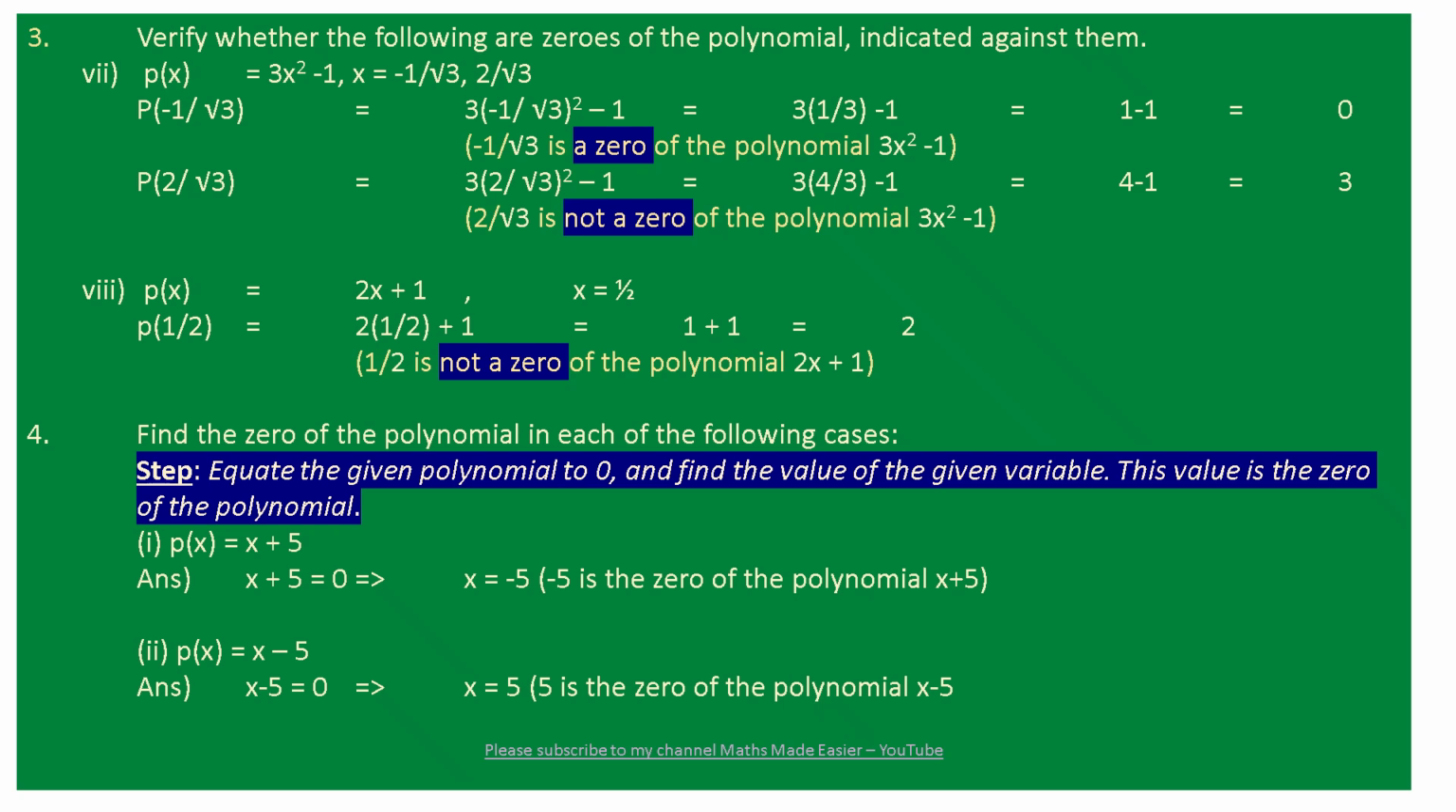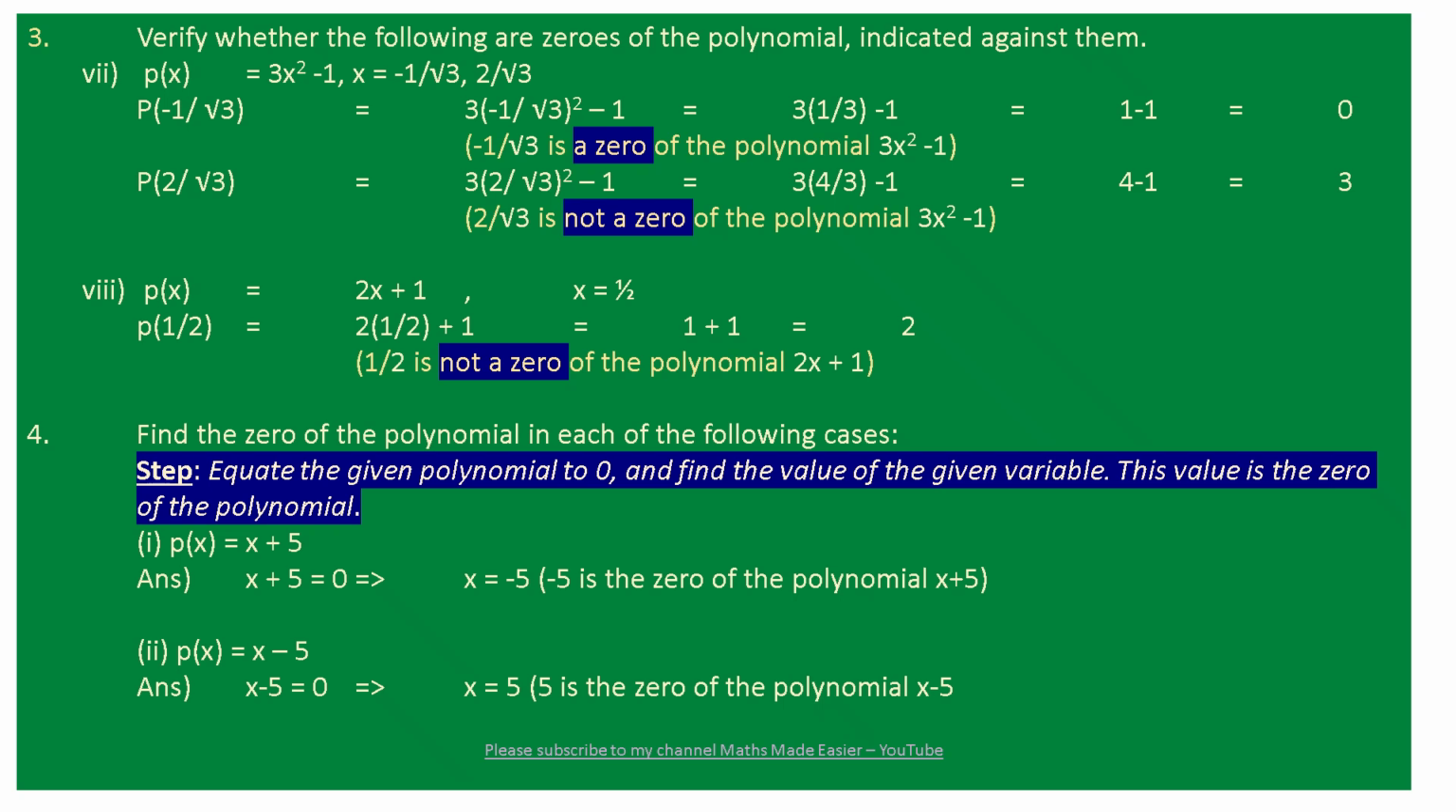Sum number 4: find the 0 of the polynomial in each of the following cases. So, in sum number 3, we just replaced the given value in the polynomial to find out if it is a 0 or not. Now, we need to find the 0 of the polynomial in sum number 4. So, how do we go about it? Just equate the given polynomial to 0 and find the value of x. Whichever value x gets, that happens to be the 0 of the given polynomial.